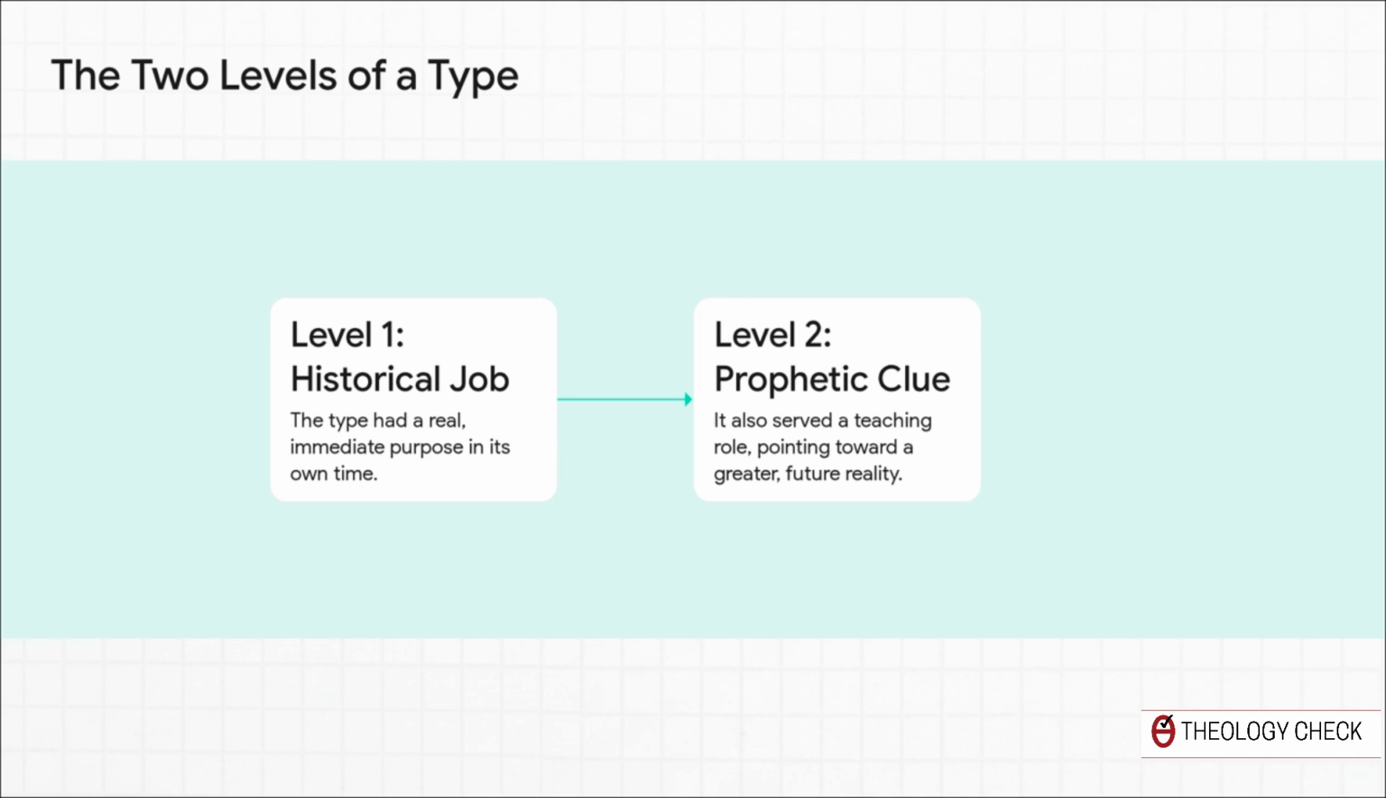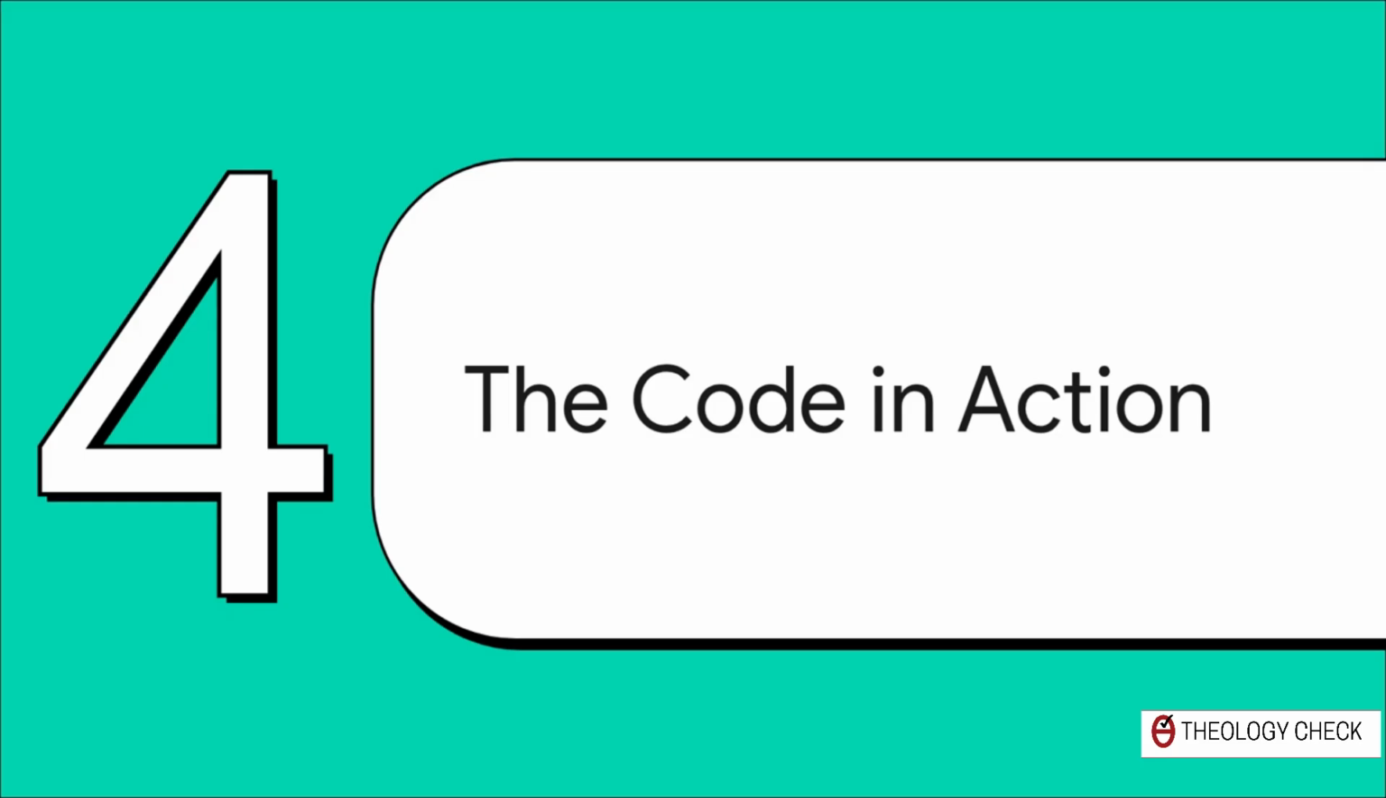But on a second level, they also acted as a kind of prophetic clue, teaching a lesson about a future, perfect sacrifice. Okay, so now that we have the key, let's unlock a couple of examples and see exactly how the New Testament authors put this code into action.